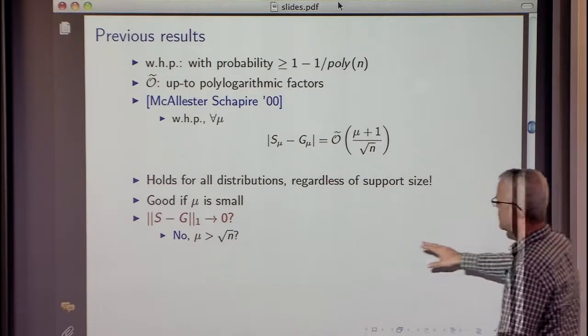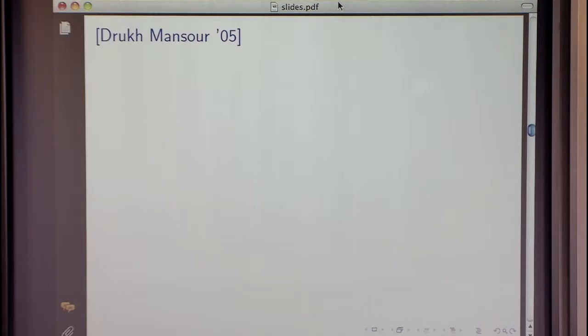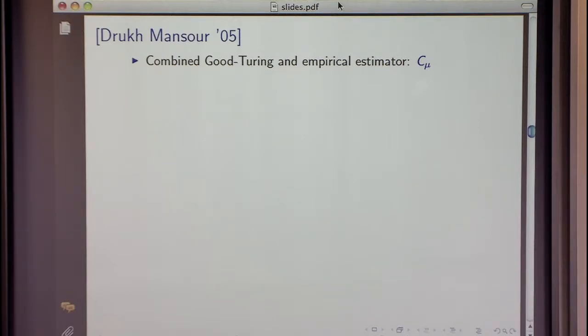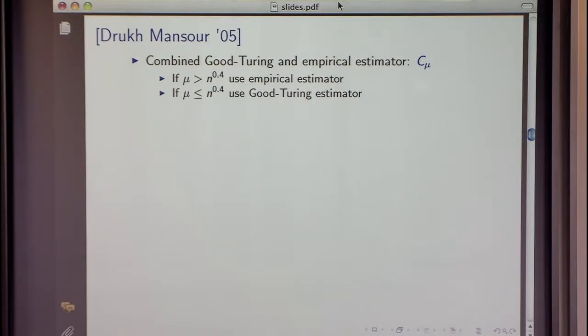So the question is, what happens when mu is bigger than square root of n? Brook and Mansour in 2005 combined, very logically, the Good-Turing and empirical frequency estimators. Let's call it C mu. If the number of samples is bigger than n to the 0.4, they use the empirical frequency estimator. If the number of samples is less than n to the 0.4, they use the Good-Turing estimator.